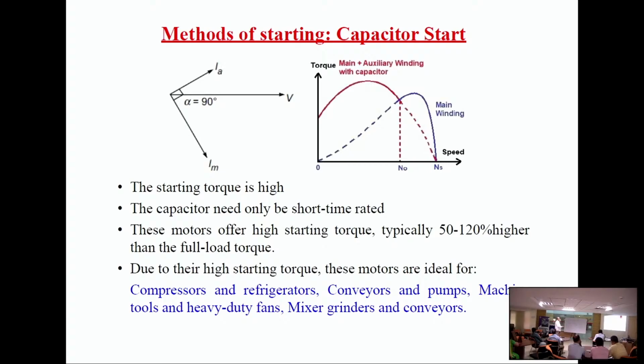But when you add the capacitor, it will start like this one. So at 0 speed or starting, there will be some initial torque which will be like this one. So when the switch is off, the capacitor comes out. So here is the operating point.